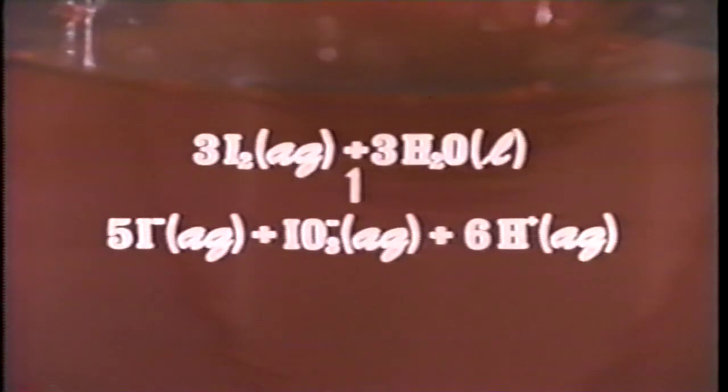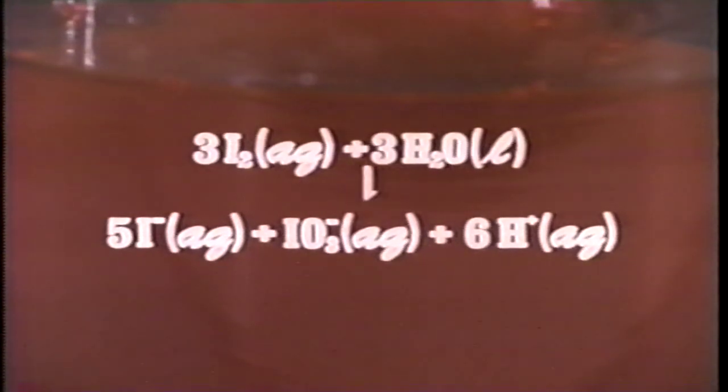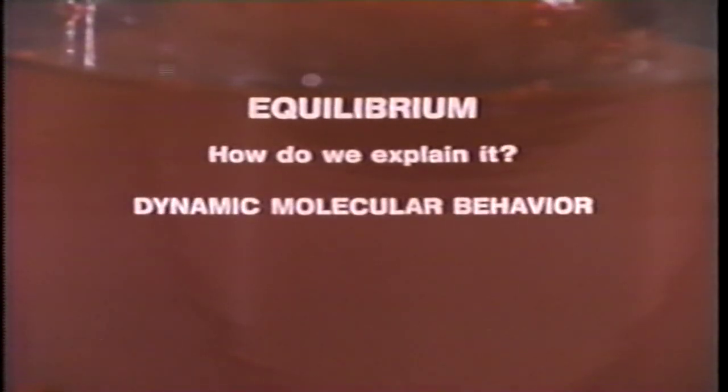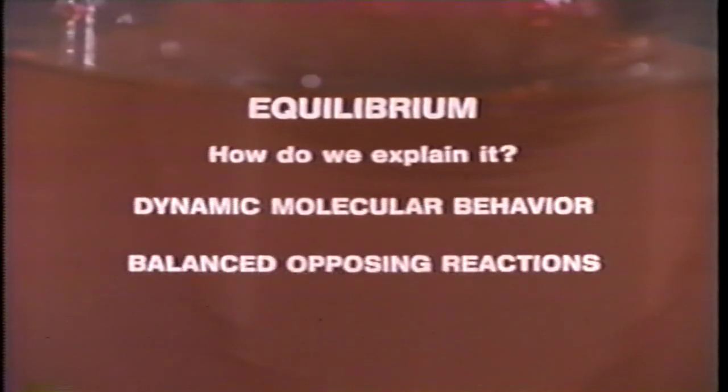Iodine molecules are continually reacting to produce iodide, iodate, and hydrogen ions. But the reverse reaction occurs at the same time. Equilibrium exists when these two opposing rates become exactly equal. Here we find that chemical equilibrium can be explained by picturing dynamic molecular behavior involving balanced opposing reactions.